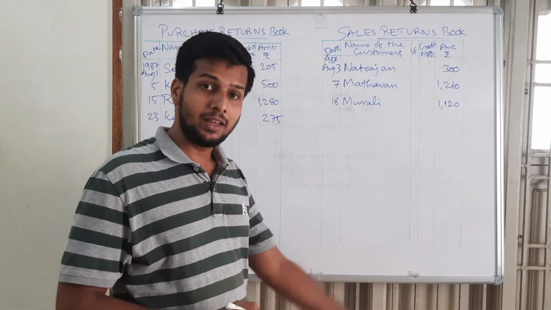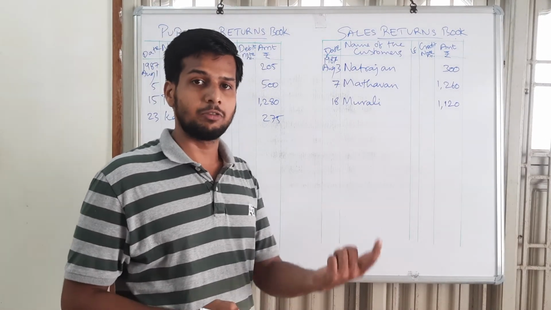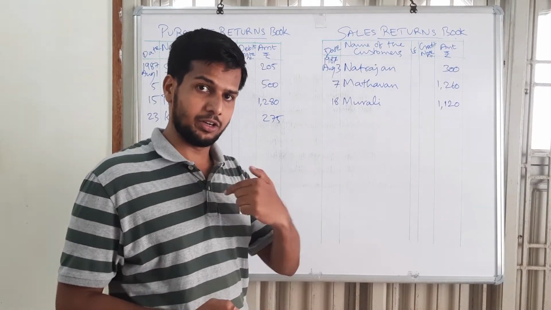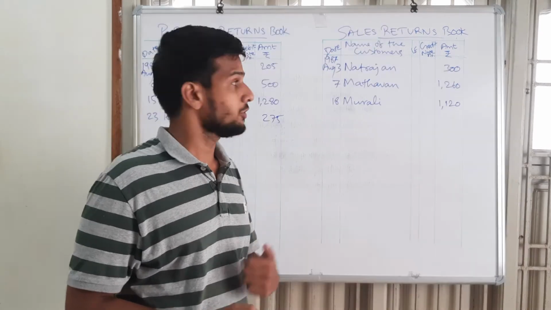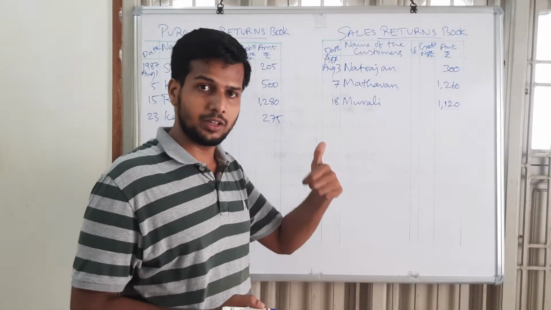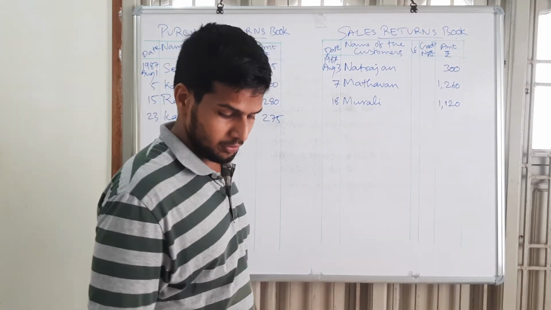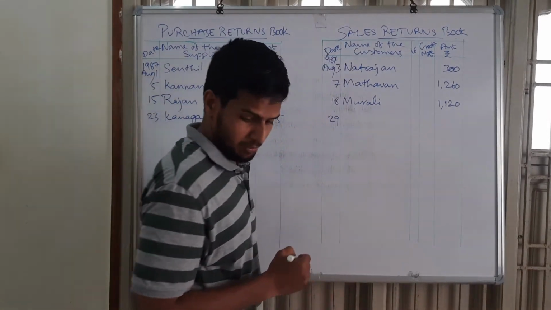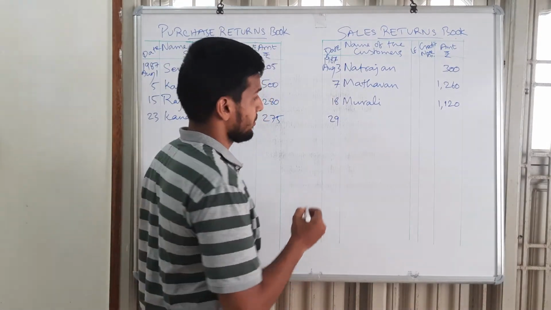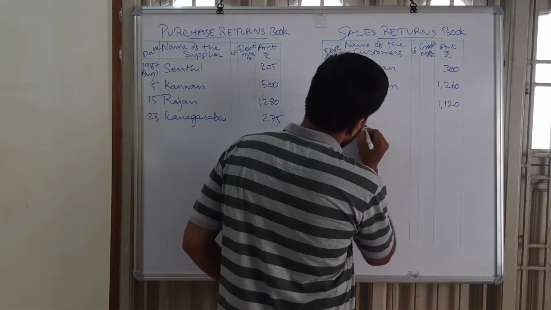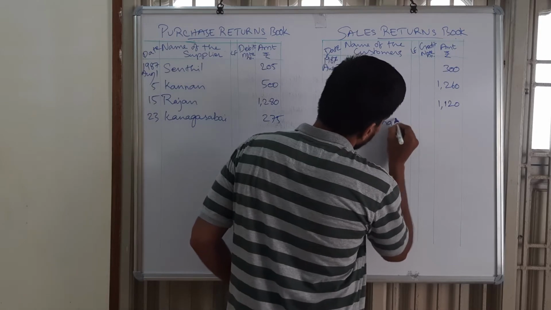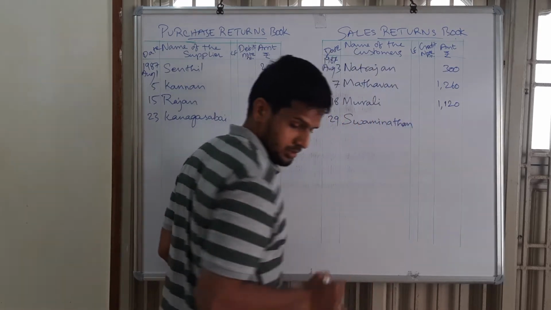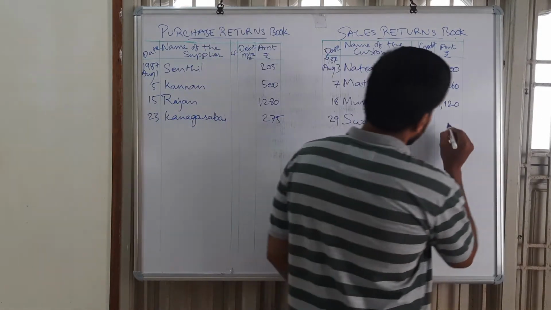Next, we have the transaction on 29. Inward returns by Swaminathan. Return inwards means goods returned coming into the business. That is sales return. It should be recorded in the sales returns book. So the date is 29. What is the name of the customer? By Swaminathan. Amount 750.